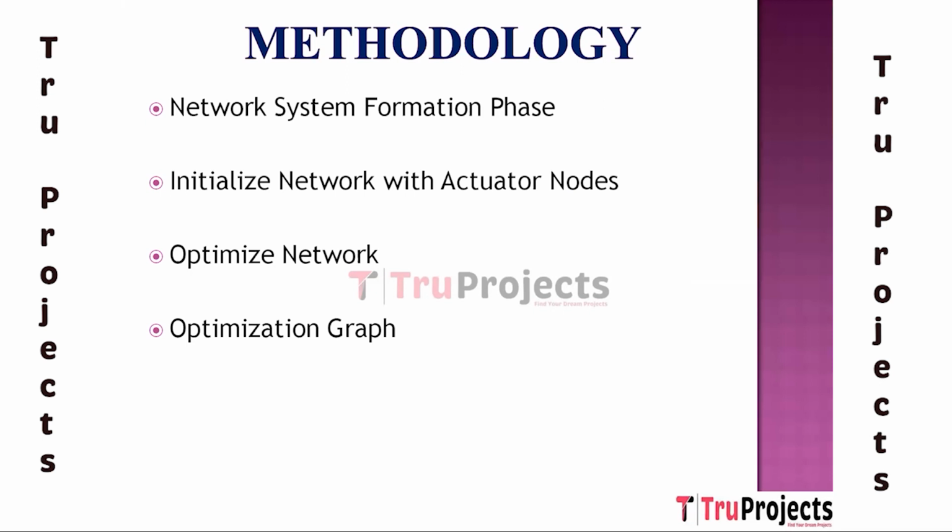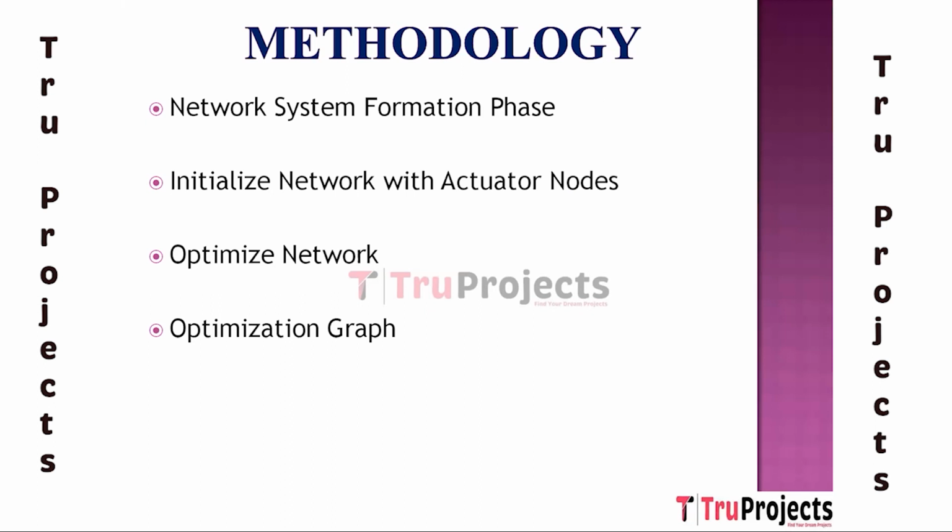Third module is Optimize Network. After initializing the network with actuator nodes, the control strategy needs to be optimized to achieve the desired system behavior. The optimization process involves selecting appropriate control parameters, tuning the controller gains, and designing the objective function that reflects the desired system behavior and performance metrics.